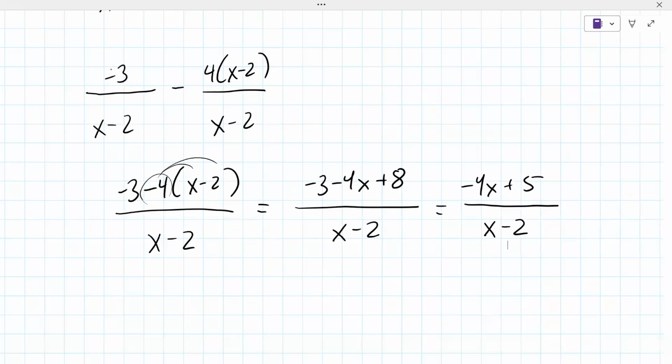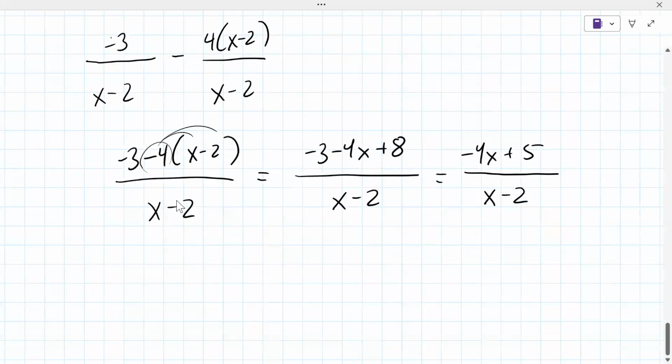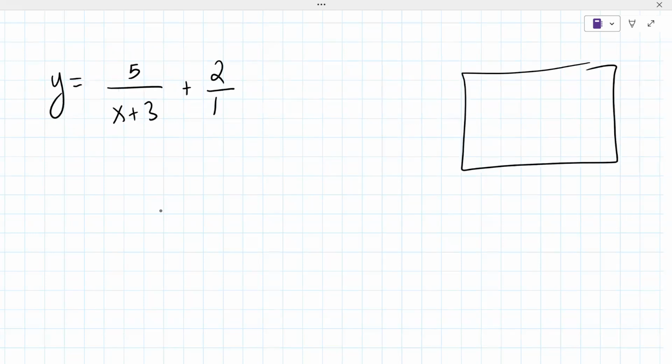All right, I'm ready to give you one to try on your own. Not as difficult as this, but a great chance to ask some questions if you have any. If you don't, we'll just work on some examples. All right. So here you go. Here's one for you to try. Let's say it's y equals 5 over x plus 3, plus 2. And I'll even make it 2 over 1 for you. So I just want your final answer.